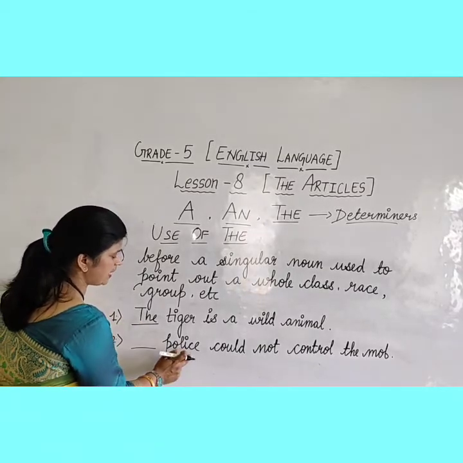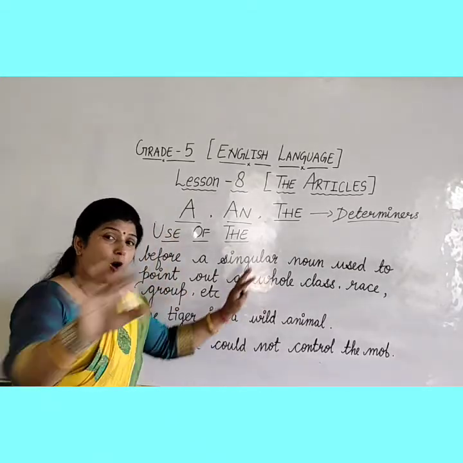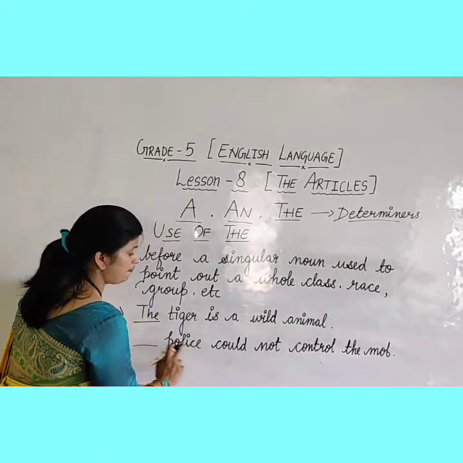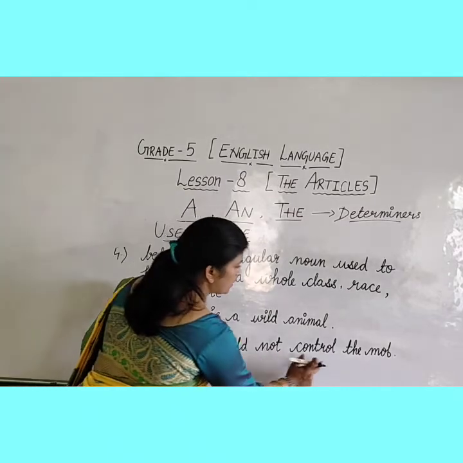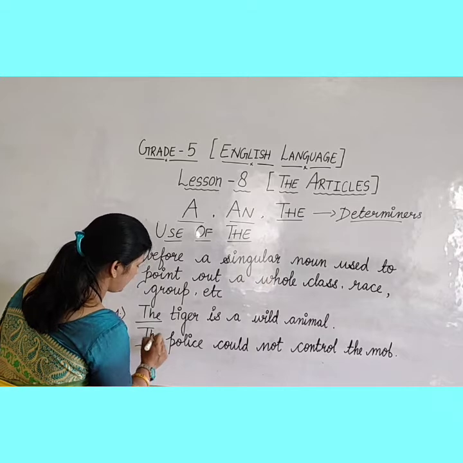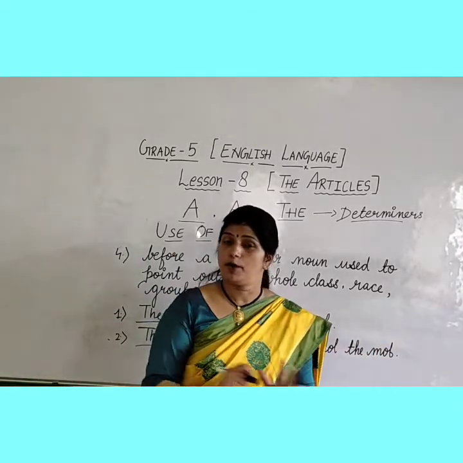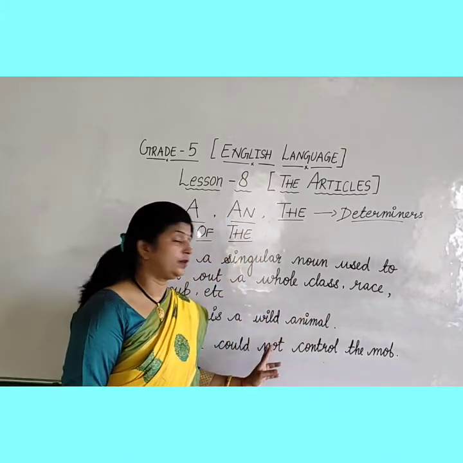Okay. Suppose I am saying police. I am not talking about only one policeman. I am talking about all. So the police could not control the mob. पुलिस ने mob को कंट्रोल नहीं कर पाया. So I am talking about the whole class of police. Okay. So in these cases we use the.